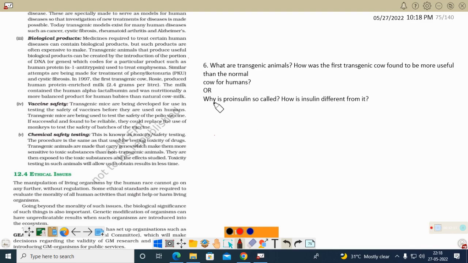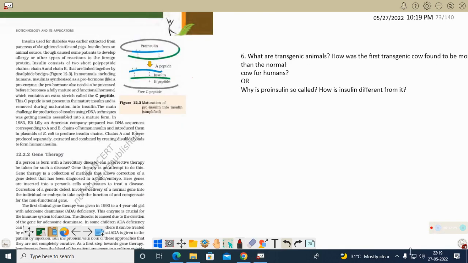Okay, now the next question is, why is pro-insulin so called? How is insulin different from it? See, pro-insulin is the inactive insulin produced in mammals including human beings. Pro-insulin consists of 3 polypeptides: A chain, B chain and C chain. When pro-insulin matures as insulin, the C polypeptide is removed and A and B are joined by disulfide linkage. Okay, that is the answer for this question.